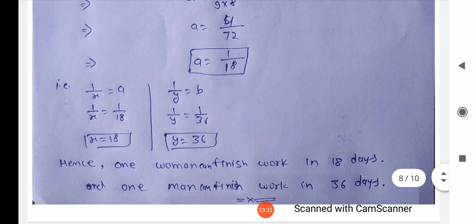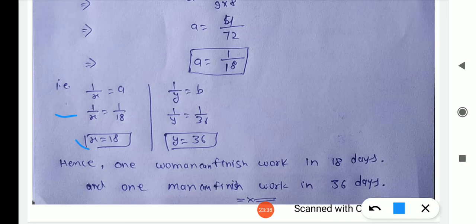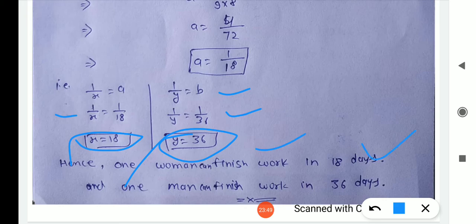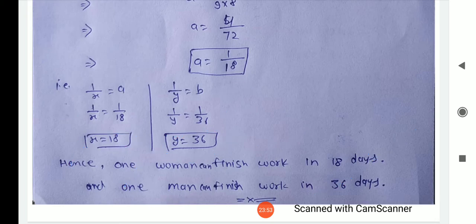That is 1 upon x equal a. So 1 upon x equal 1 upon 18. Value of a is what? 1 upon 18. So simply x equal 18. And 1 upon y equal b, so 1 upon y equal 1 upon 36, simply y equal 36. So hence one woman can finish the work in 18 days and one man can finish the work in 36 days.